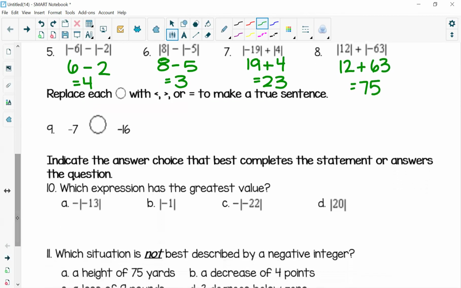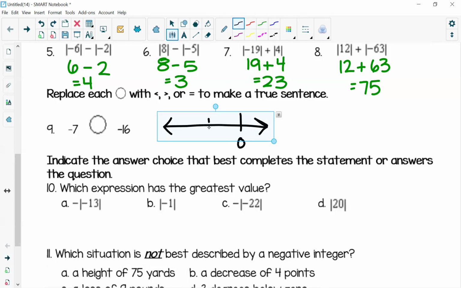Okay, so here, replace each circle with less than, greater than, or equal to make it a true statement. Now remember, if I have my number line, those are both negative, so I'd have 0 here. We have 2 numbers going there. We're going to have a -16. We're going to have a -7, which means when I look at that, I'm going to say to myself, -7 is closer to 0, so -7 is greater than -16.